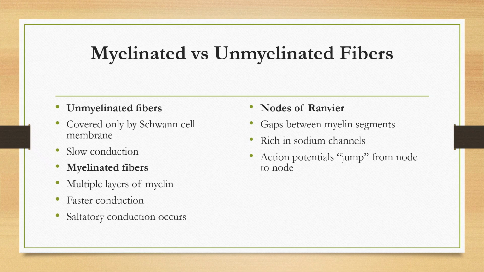Myelinated versus unmyelinated fibers. Unmyelinated fibers are covered only by Schwann cells. They are slower in conduction. Myelinated fibers have multiple layers of myelin. They have faster conduction. Saltatory conduction occurs in myelinated fibers only.